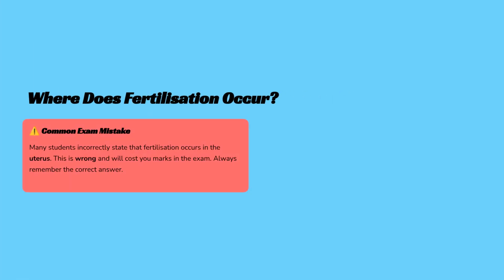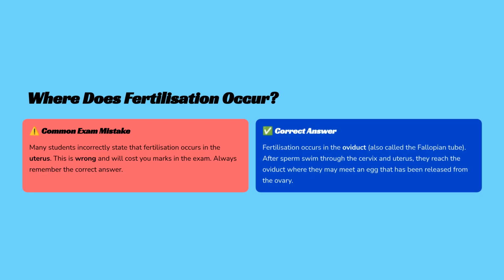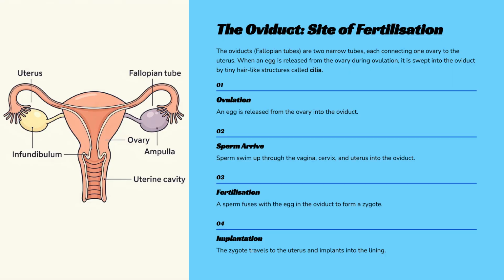A common mistake in exams is stating that fertilization occurs in the uterus. This is incorrect. Fertilization takes place in the oviduct, also known as the fallopian tube. Remember this distinction to secure those marks. The process of fertilization follows a strict sequence. It starts with ovulation, where an egg is released into the oviduct.